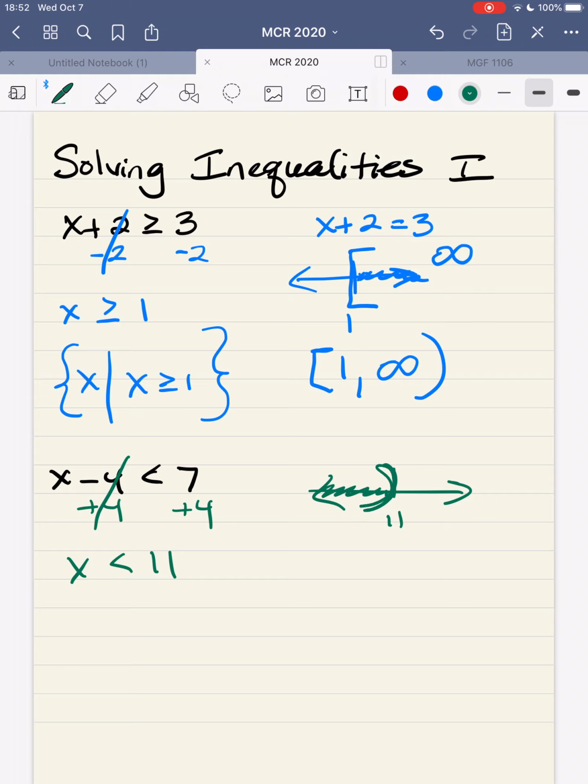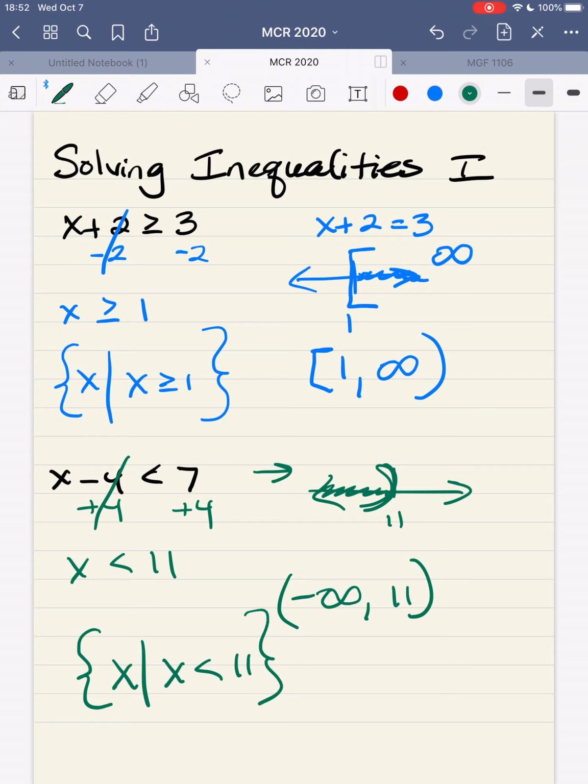So my interval notation starts from left to right. It starts at negative infinity and goes to 11. Infinity or negative infinity always gets a parenthesis, and the 11 has one because we graphed it that way. Set builder notation will be x such that, and we plug in our inequality, x is less than 11.